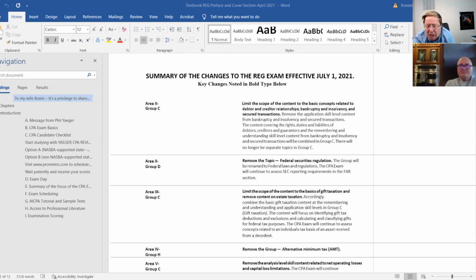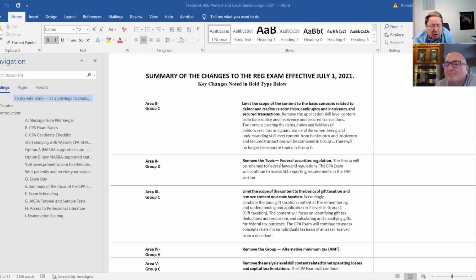Now, what I suggest you do is this. Go get a copy of the blueprints. If your course doesn't give it to you, which I don't know of any other ones that do, we integrate them in our books, but go to AICPA.org and type blueprints in the search box, effective July 1st, 2021, and look for the regulation one, and it'll show you the Group C and all that stuff, so you know what it means.